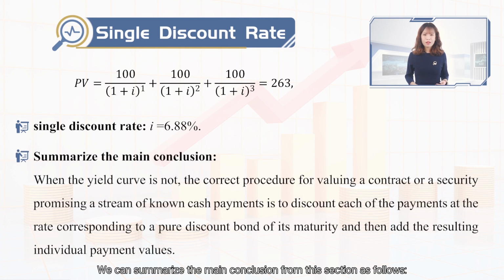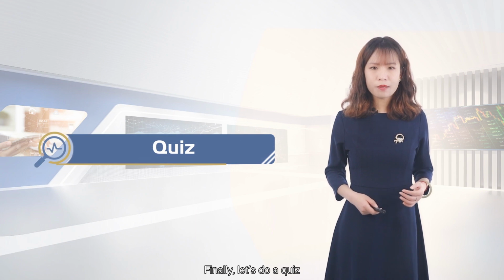We can summarize the main conclusion from this section as follows. When the yield curve is not flat, that is, when observed yields are not the same for all maturities, the correct procedure for valuing a contract or a security promising a stream of known cash payments is to discount each of the payments at the rate corresponding to a pure discount bond of its maturity, and then add the resulting individual payment values. Finally, let's do a quiz.